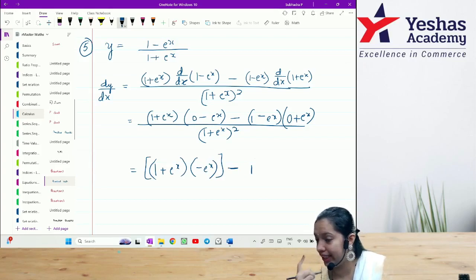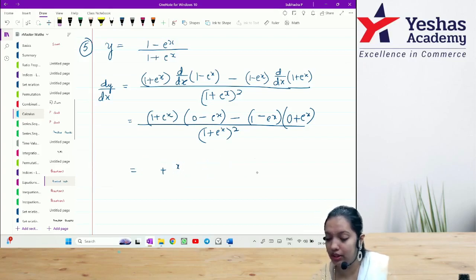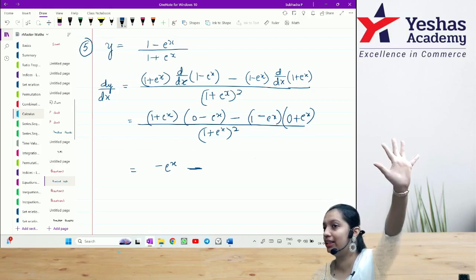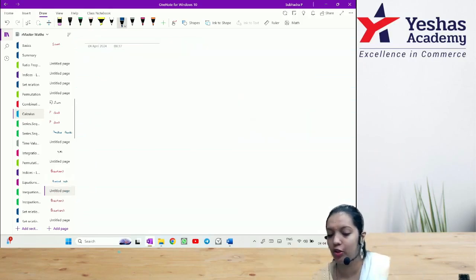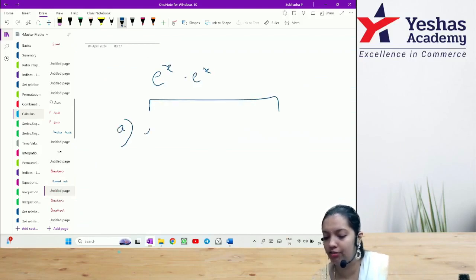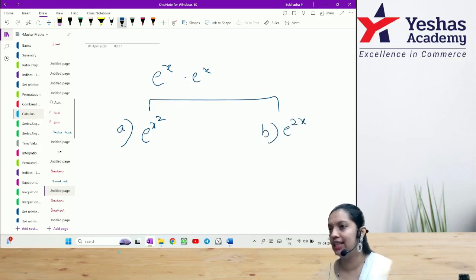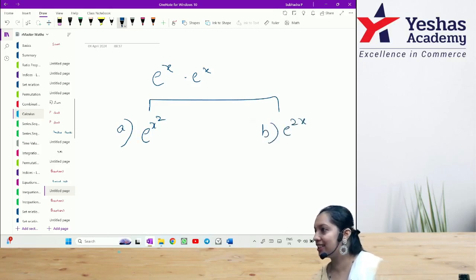I'll solve it directly. Please look at the board. 1 into minus e power x is minus e power x. Plus into minus is minus e power x into e power x. Raise the hand who can tell me. E power x into e power x, what will it become? I am giving you two options. Option A, it will become e power x square. Option B, it will become e power 2x. Tell me which is correct.